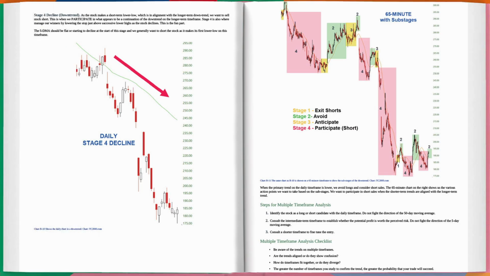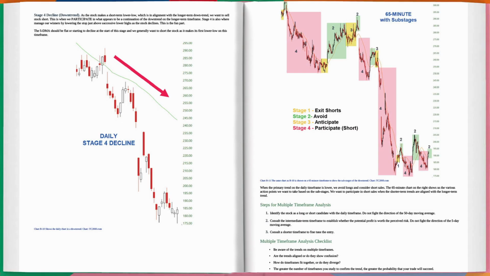Stage 4, decline, downtrend. As the stock makes a short-term lower low, which is in alignment with the longer-term downtrend, we want to sell the stock short. This is when we participate in what appears to be a continuation of the downtrend on the longer-term time frame. Stage 4 is also where we manage our winners by lowering the stop just above successive lower highs as the stock declines. This is the fun part.